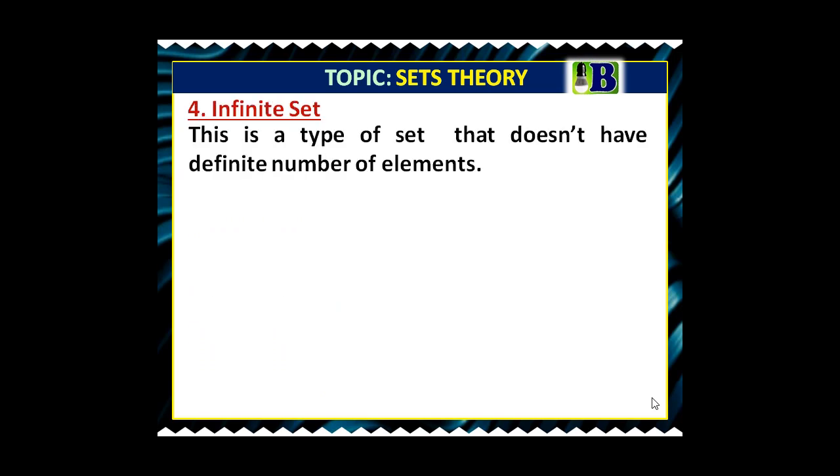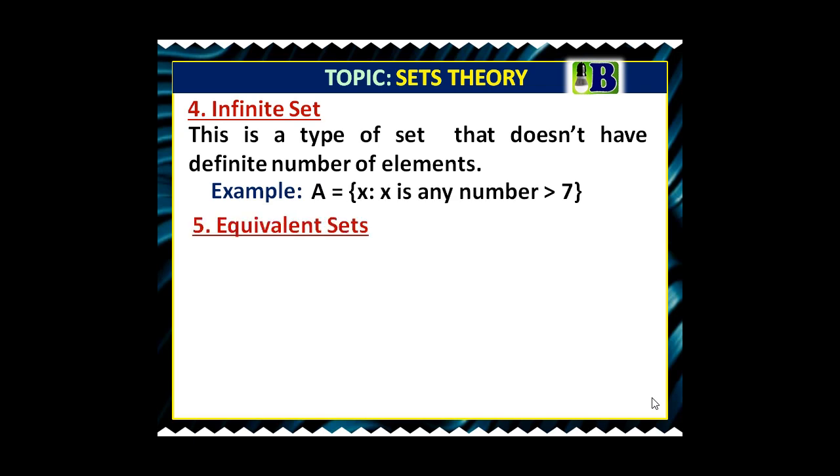Then the opposite of the finite set is the infinite set. This is a type of set that does not have a definite number of elements. So let's use an example to portray it so that you understand it. From the set definition, set A is equal to {x : x is any number greater than 7}.